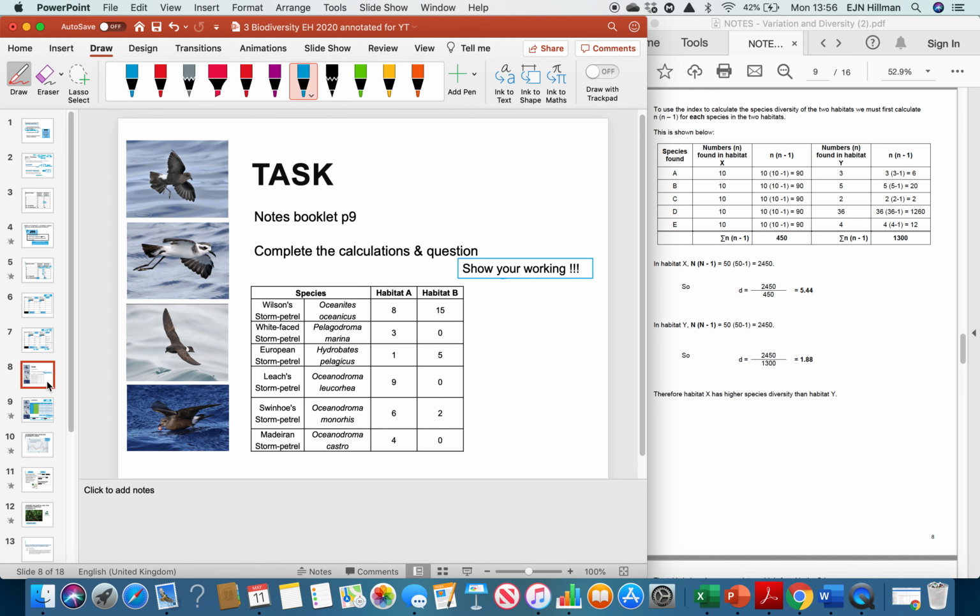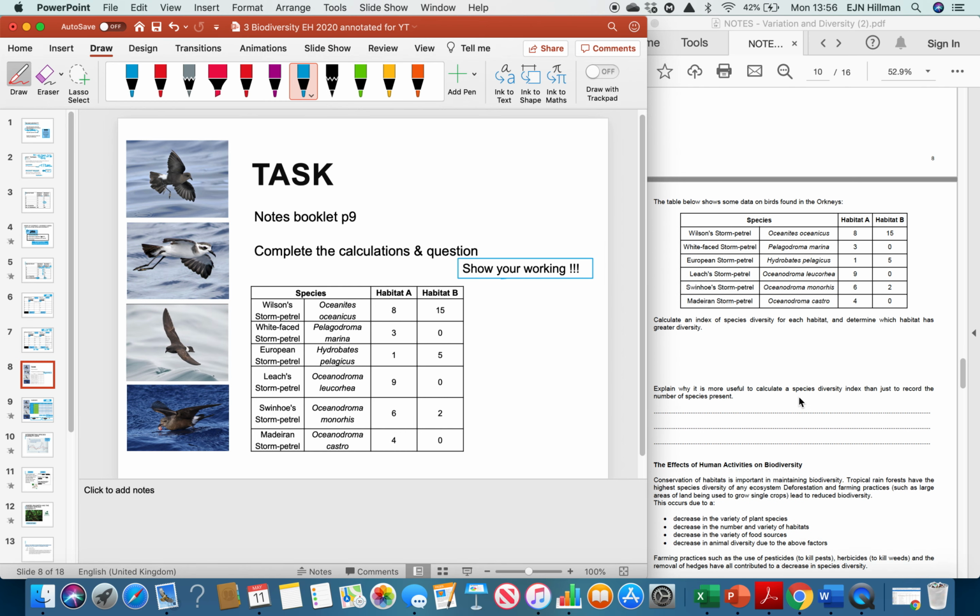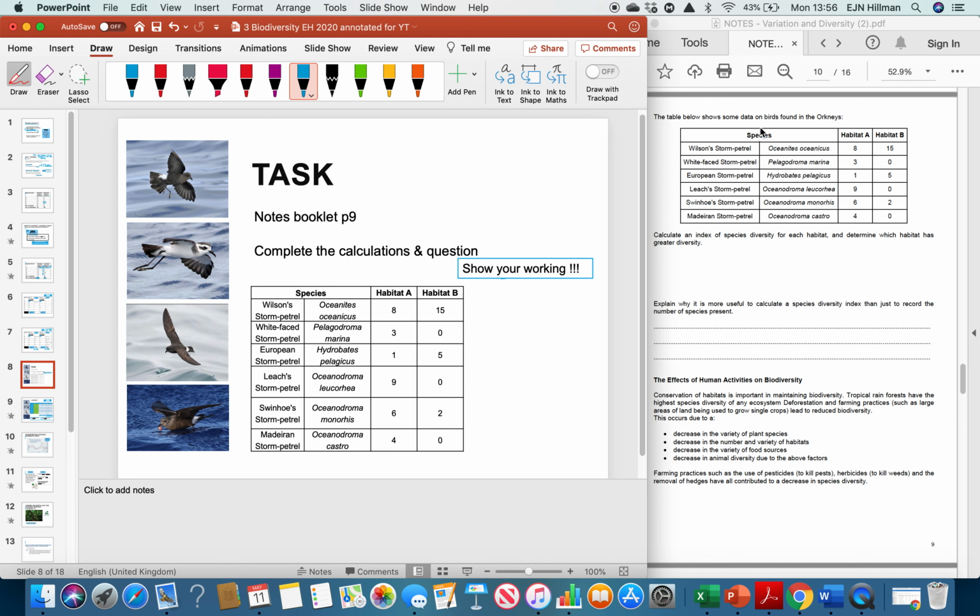Okay, let's have another look at another example. So these are petrels, seabirds, and you've got this example also in your notes. Calculate an index of species diversity for each of those habitats, habitat A and habitat B, and determine which has the greater diversity. So we're looking for the greater value for D, the index of diversity.